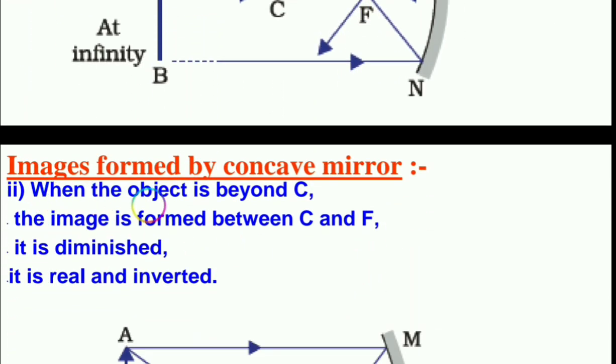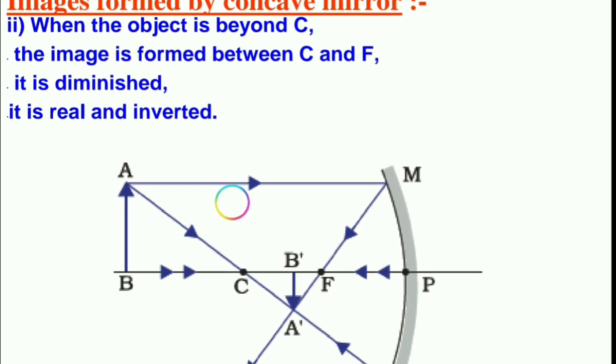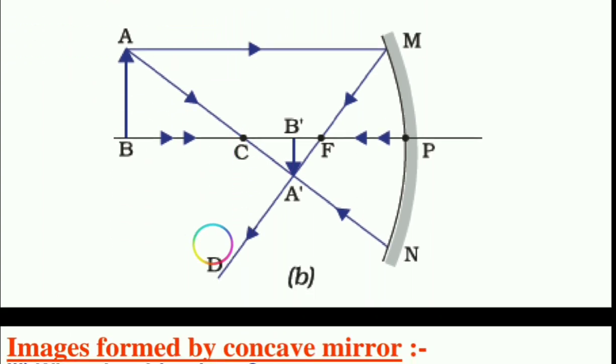Second, when an object is beyond C. This is the center of curvature, the object is placed here. I mark the object as AB. From A, a line parallel to the principal axis, after reflection passes through the focus. This is the first rule. Second, a ray passing from the center of curvature retraces its path back. See, this is the point of intersection. So the image formed is A dash B dash. Here A is up, now A dash is down.